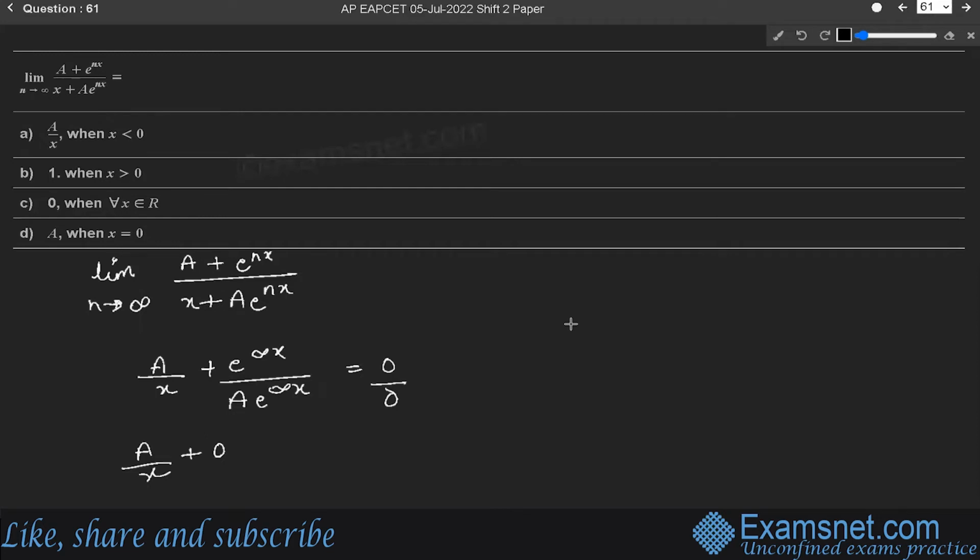I hope this question is clear to you. We just have applied the limits, and on applying the limits in place of n, this term becomes 0. So the remaining term will be a by x. Hence, option A is the correct option for this question.